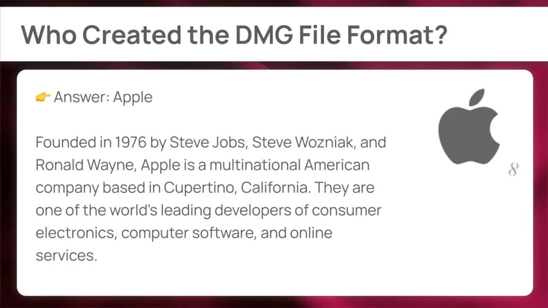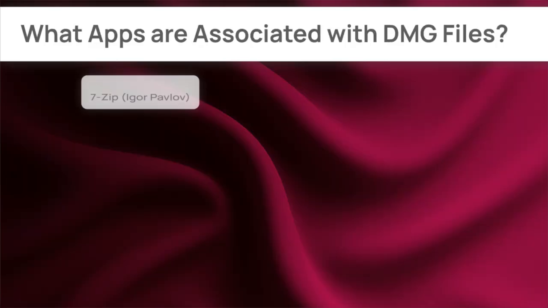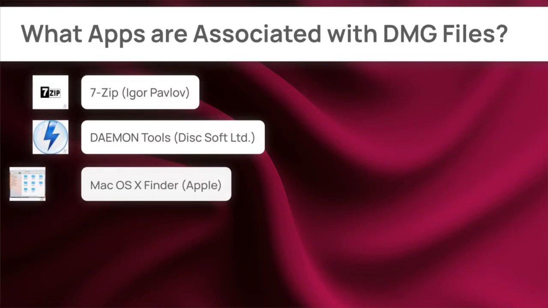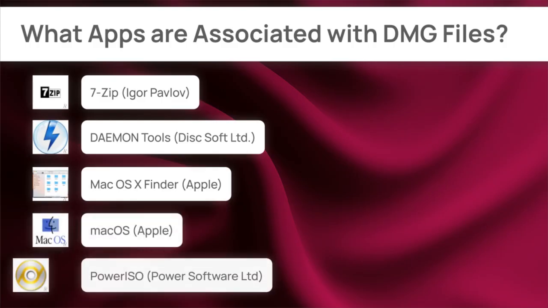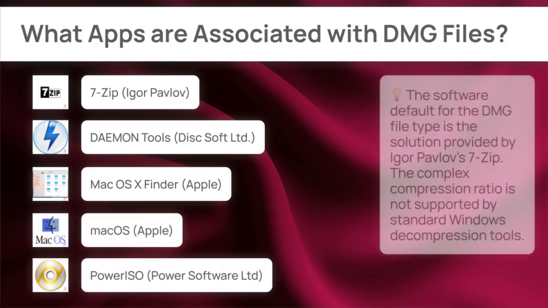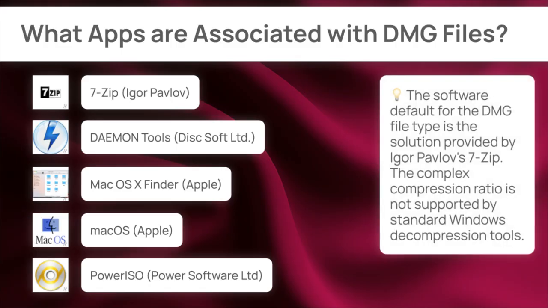Its design allows the file to be mounted as a virtual volume on macOS. It is generally inaccessible on Windows without a specialized extractor, like 7-Zip, and cannot be executed. The essential opener for the DMG structure is 7-Zip, developed by Igor Pavlov. The complex compression ratio is not supported by standard Windows decompression tools. Windows may display limited properties, but mounting the image fully requires disk-related utilities.